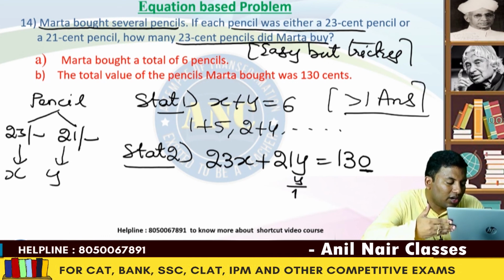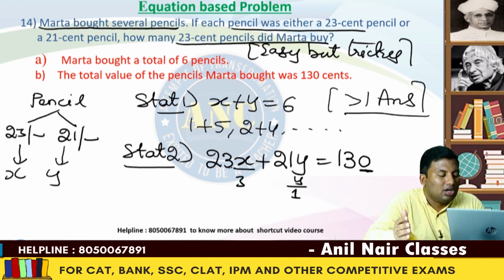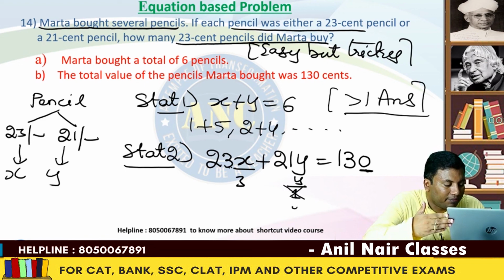If y is 1, 1 ones are 1, so x should be such that its unit digit with 3 gives 9. 3 3s are 9, 9 plus 1 is 10. 23 3s are 69, 69 plus 21 is 90. But I want 130. So y value 1 is not possible.